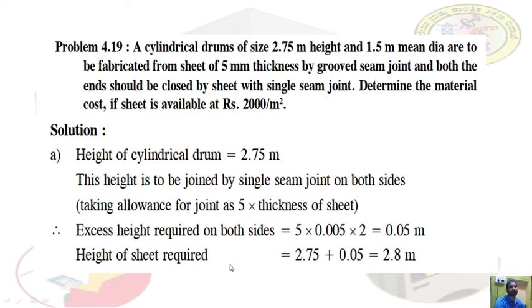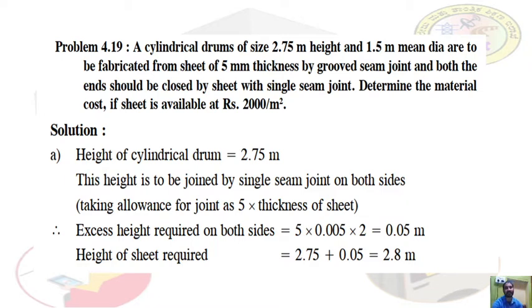Next, a cylindrical drum of height 2.75 meter and 1.5 mean dia are to be fabricated from the sheet of 5 mm thickness by grooved seam joint. Both the ends are closed by sheet with a single seam joint. Determine the material cost if the sheet is available at rupees 2000 per meter square.